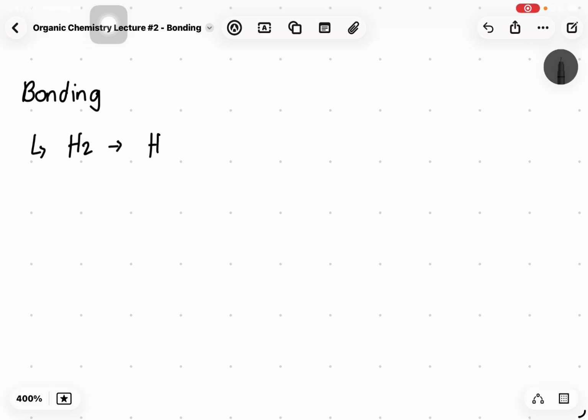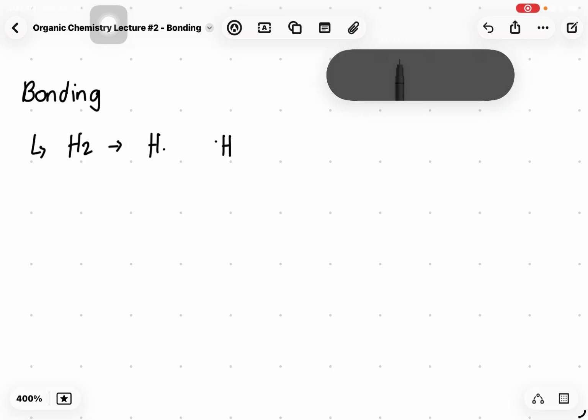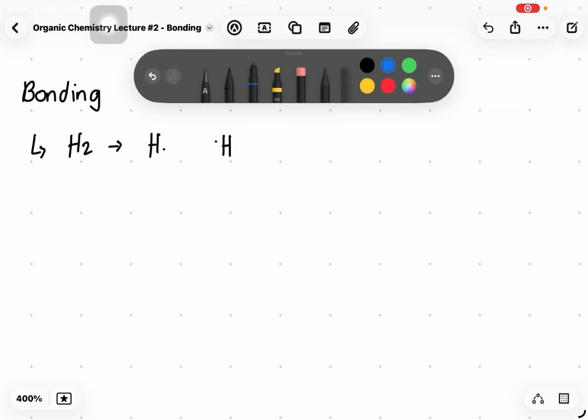Before we connect them, let's denote the electrons that they have. So for hydrogen, we know there's one valence electron for all of them. So it should look like this or something like this. And if they were to be bonded together, it should look like this. So these two are basically the same thing.